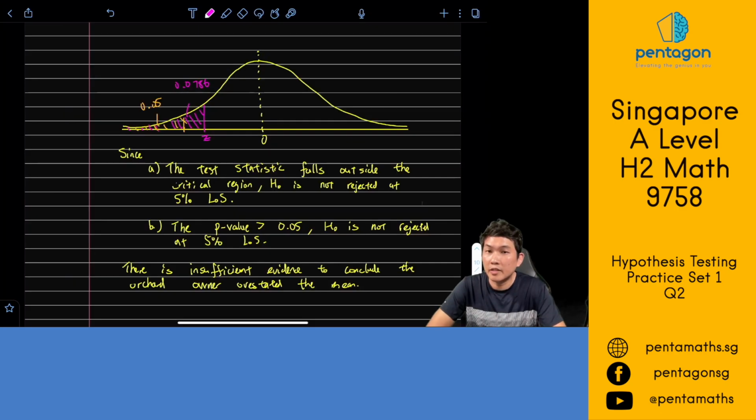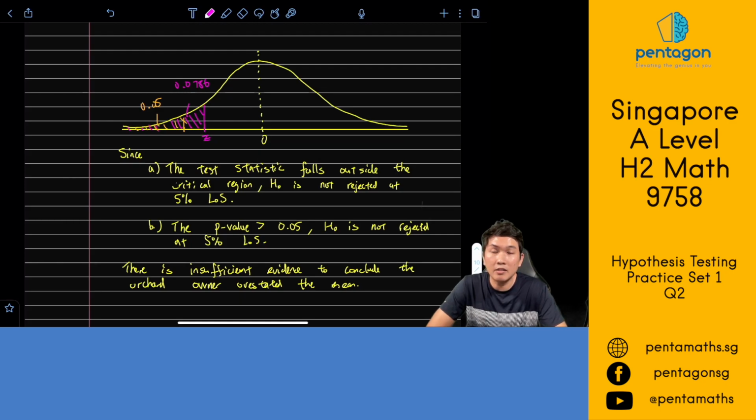So let's look at step 4, how we can conclude this question. In conclusion, we can either say A or B, depending on which method you use in step 3. The test statistic, which is the one in pink, has fallen outside the critical region, the one in orange. Therefore, we do not reject H0 at the 5% level of significance. Or if you like short and sharp, you can go with the p-value, method 3b. You can just say that the p-value is greater than the level of significance, 0.05. Therefore, we do not reject H0 at the 5% level of significance.